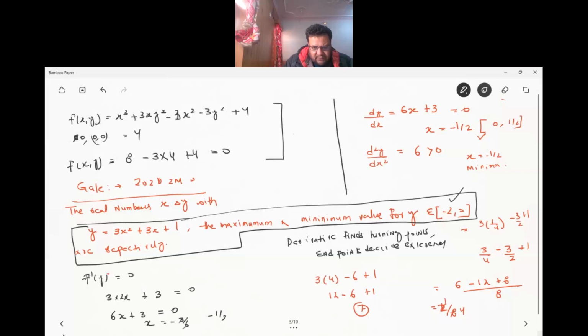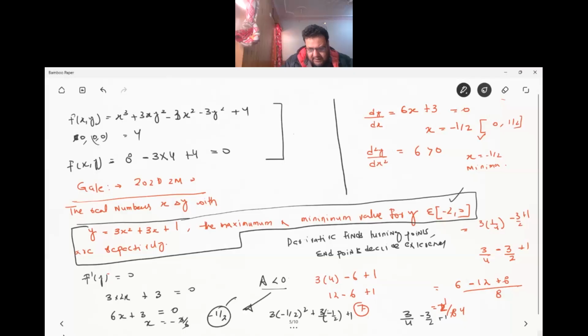So this is your minus 1 by 2, right? So the a value here is less than 0, so this is satisfactory. And now you substitute this point back there. So this would be 3 into (minus 1 by 2) whole square plus 3 by 2, okay, 3 into minus 1 by 2 plus 1. So this would be 3 by 4, okay, minus 3 by 2 plus 1.